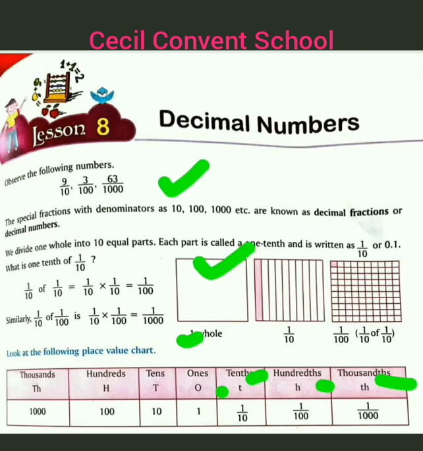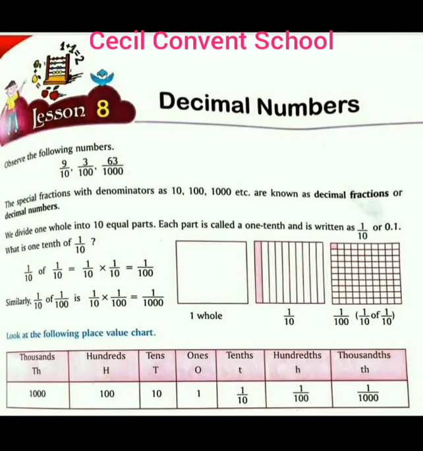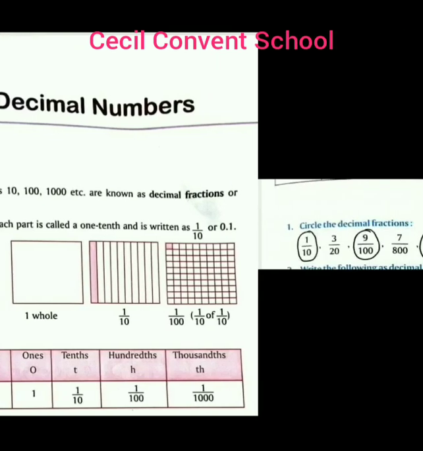Clear? Now students, you have to tell how to do question number 1. Question number 1 is: circle the decimal fractions. Decimal fractions you all know, the numbers which have 10, 100, 1000 down. Those numbers are called decimal fractions. So see the question, which ones have 10, 100, 1000. Please circle them. Those numbers are called decimal fractions. Clear? So I have done it for you. The decimal fractions are 1 by 10, 9 by 100, 19 by 10, 157 by 1000, because all these numbers have 10, 100 and 1000.